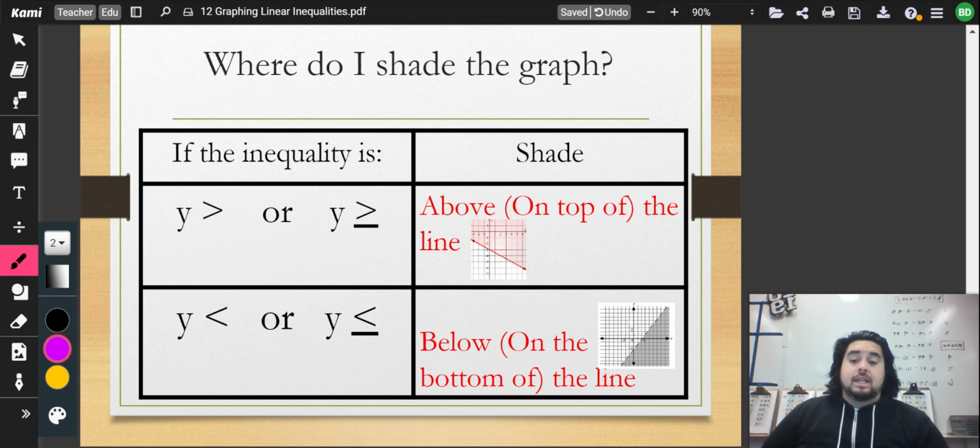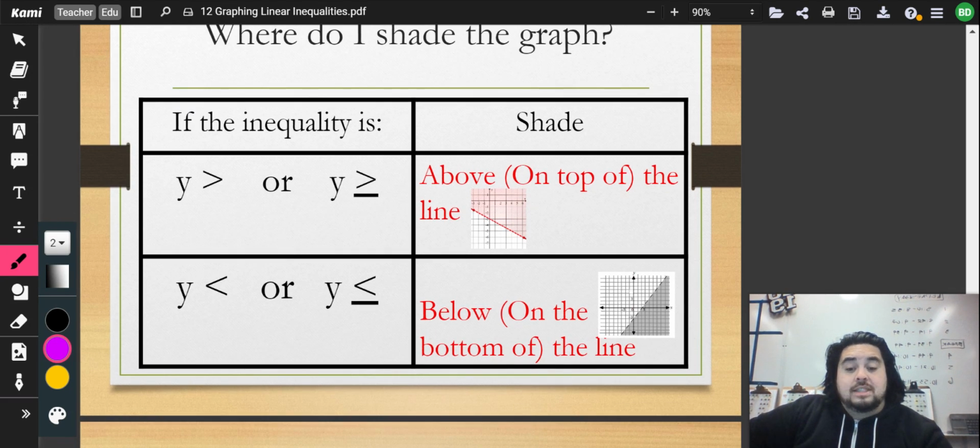If your inequality says greater than or equal to, then you're shading above, because it's literally saying that the values that will satisfy this inequality are located above the line. If your inequality says less than or equal to, then you're going to shade below the line. And again, it's basically saying that the values that will satisfy this inequality are below the line. Okay, so looking at the inequality, you're either shading above or below the line based on what the inequality says.